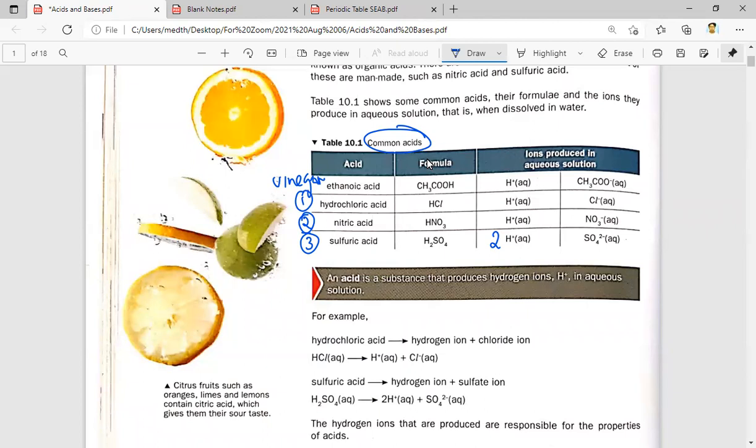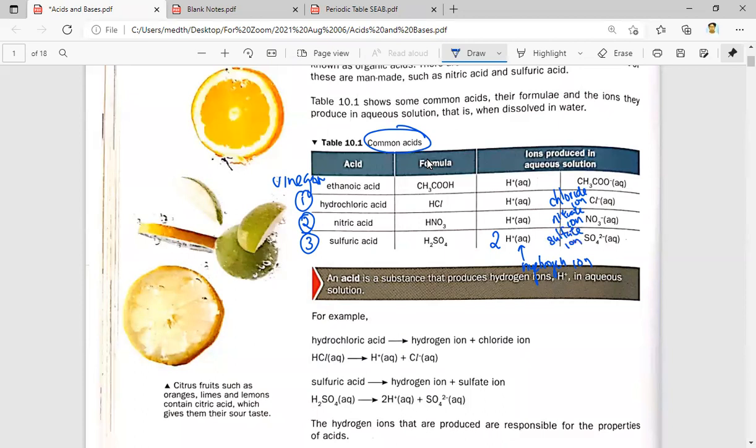Now, what exactly are the names of these ions? So this is actually hydrogen ion. Cl minus is actually chloride ion. NO3 minus is actually nitrate ion. And last one, SO4 2 minus is actually sulfate ion.